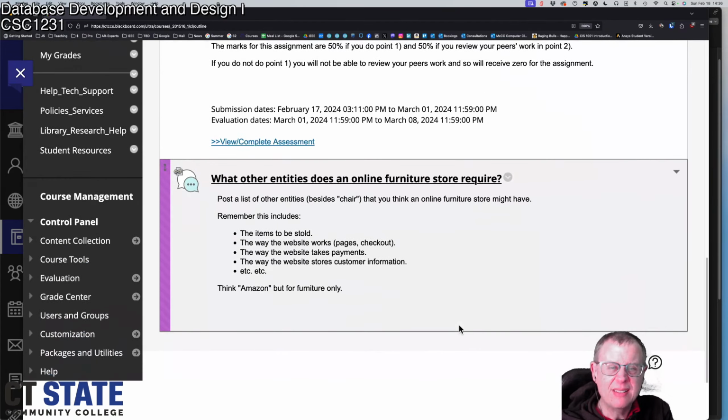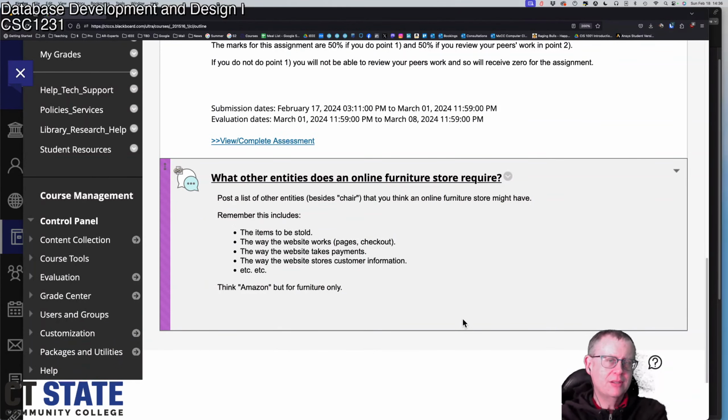Now, where we're headed is the next discussion forum assignment. Where we're headed is I want you to think about what other entities, what other real-world concepts or objects we might need to put into a database in order to implement an online furniture store. I think we've got chairs pretty much sorted. Some people have different ideas about what a chair is and what parameters of a chair need to be stored in the database. That's okay.